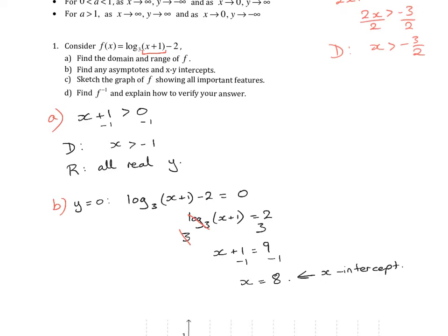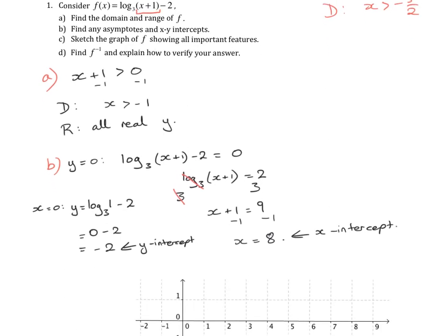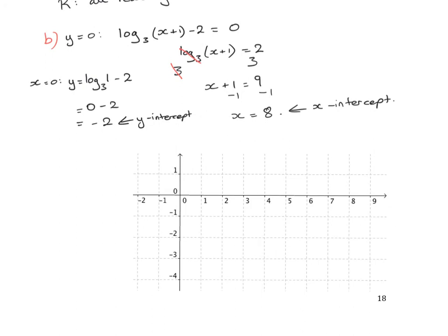Now when x is 0, for the y-intercept, I get y equals log base 3 of 1, minus 2. Now hopefully you remember log of 1 is always 0, so I get 0 minus 2, which is negative 2. So that there is the y-intercept. So I can start graphing these already. I've got 8 as the x-intercept and negative 2 as the y-intercept.